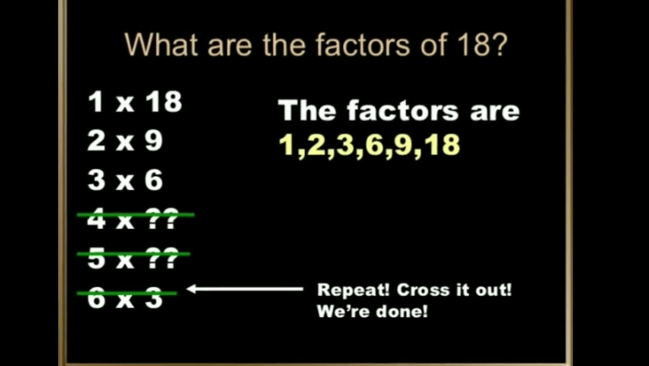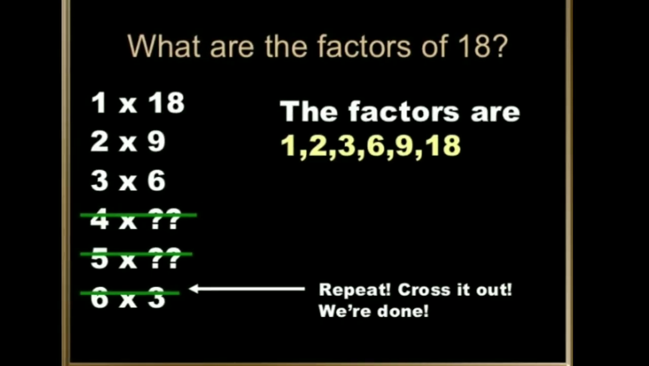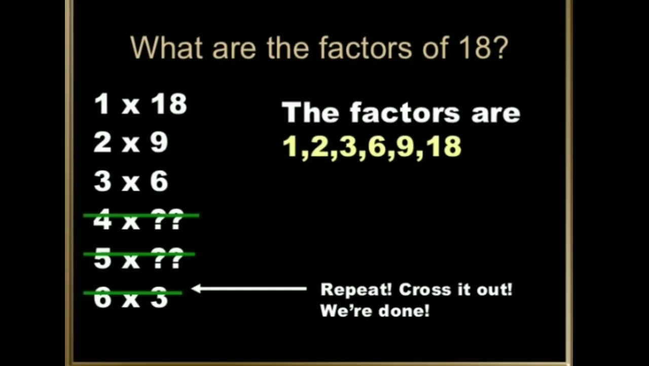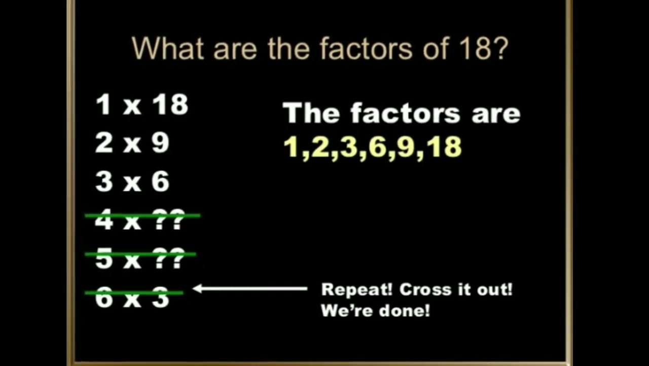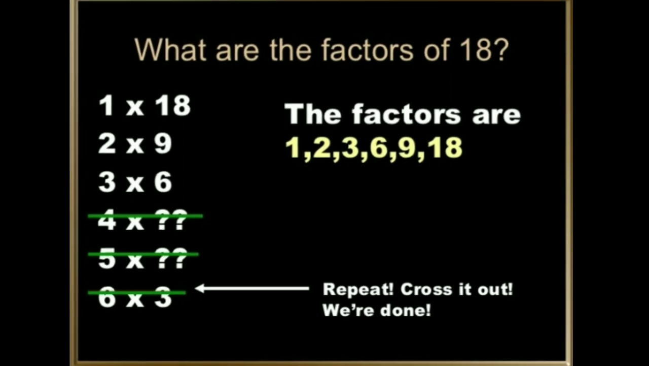After that, moving on to the table of 4, 4 doesn't have 18, so 4 is not a factor of 18. After that, moving on to the table of 5, 5 is not a factor of 18. Moving on to the table of 6, we found that 6 3s are 18. Since 6 into 3 or 3 into 6 is similar, we just repeat this and cross it out, and now we are done with it. So we have found the factors of 18 as 1, 2, 3, 6, 9 and 18. I think the steps are clear to you.